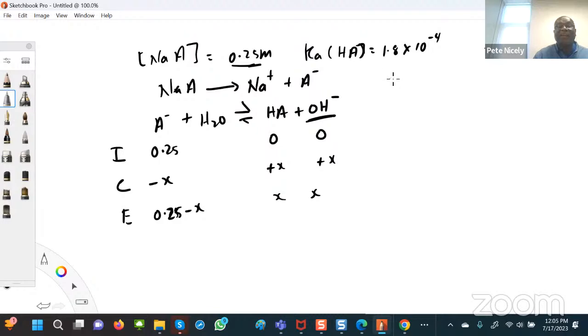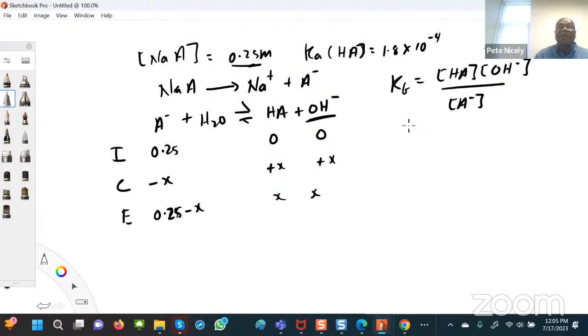And then we can write down the Kb expression. Kb is equal to the concentration of HA times the concentration of OH- divided by the concentration of A-.